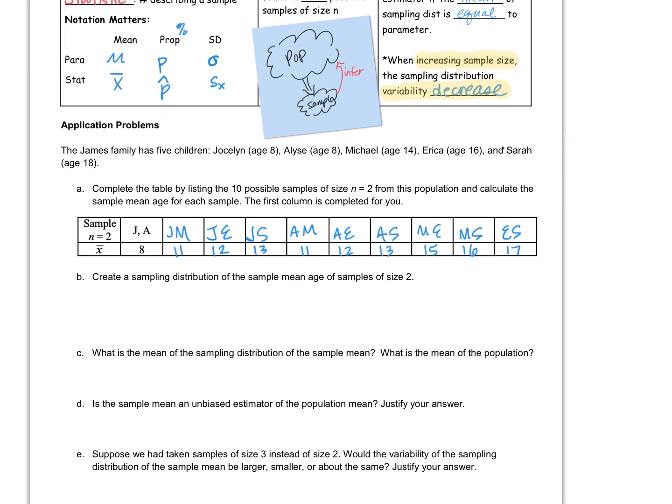All right. Create a sampling distribution of the sample mean age of samples of size 2. How many times can you put sample in a sentence, right? So confusing. The wording is so confusing. I'm with you on that. First time I heard this, I was like, what just happened?